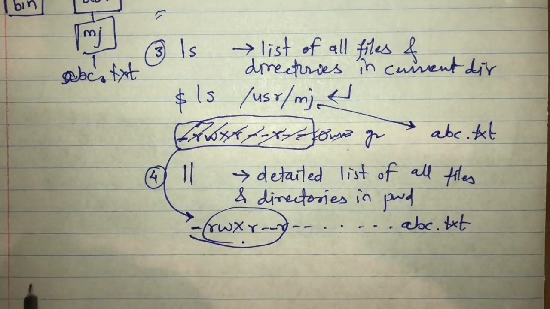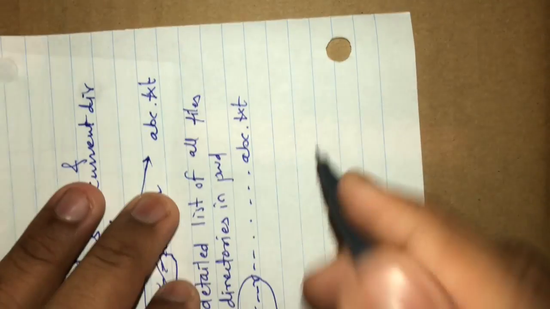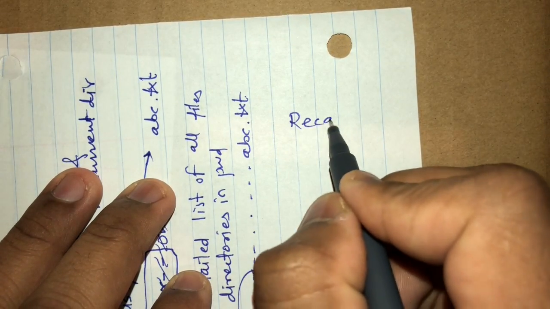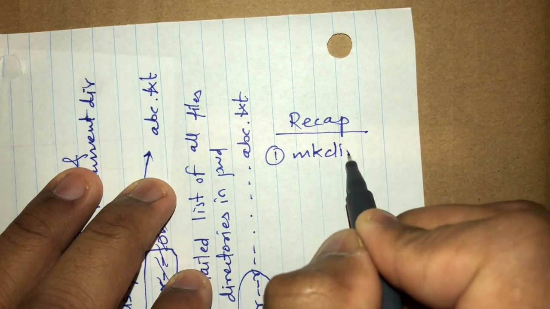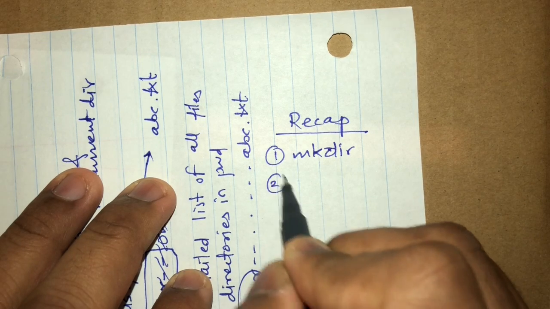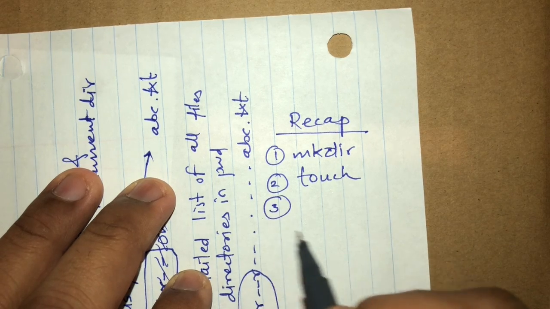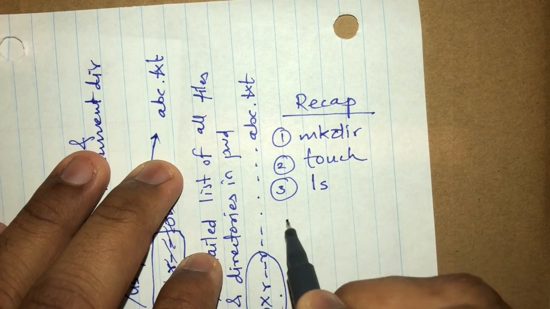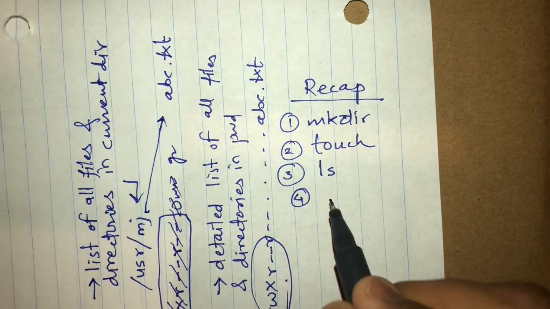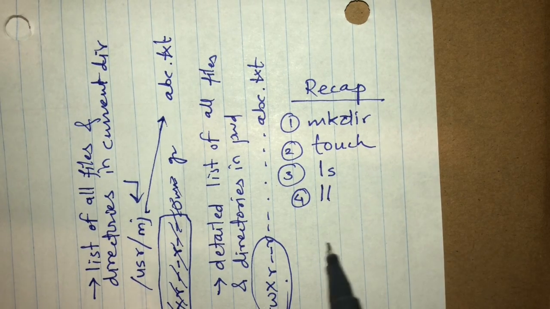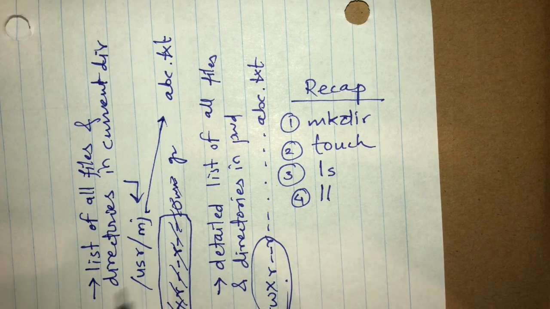So to recap, we saw 4 commands. So I will build it like this for recapping purpose. The 4 commands are mkdir, which is used to create a directory. Second one is touch command, which is used to create an empty file. Third one is ls command, which gives you just the list of all the files and directories in the current directory. And then ll command, which is a variation of ls command, and ll gives detailed information than ls.